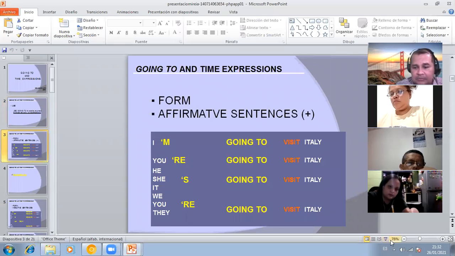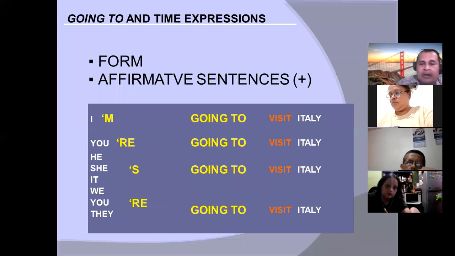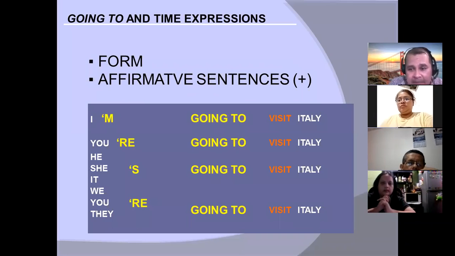Observe, for example, this is the structure. I describe a plan. I am going to visit Italy. Yo voy a visitar Italia. Observe, I use the contraction, am. And then we have two auxiliaries, going to, and finally, the verb in the original form. I am going to visit Italy.